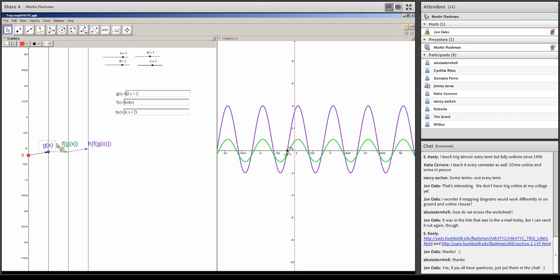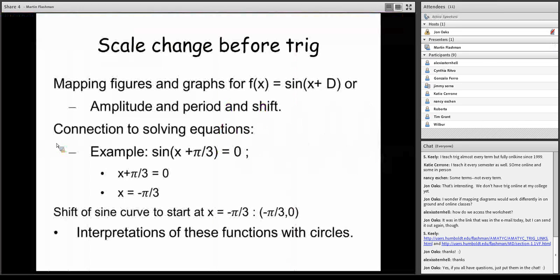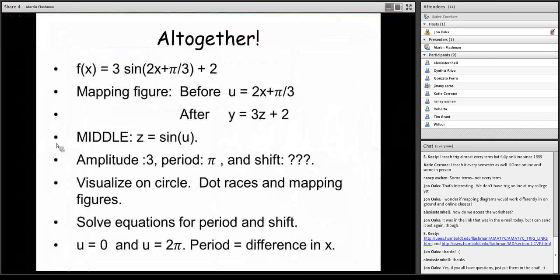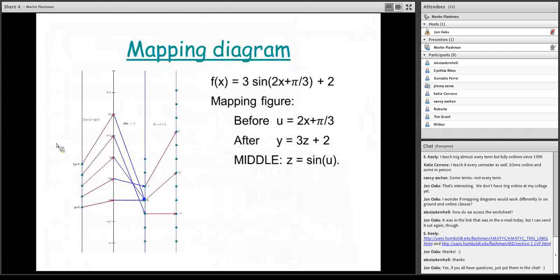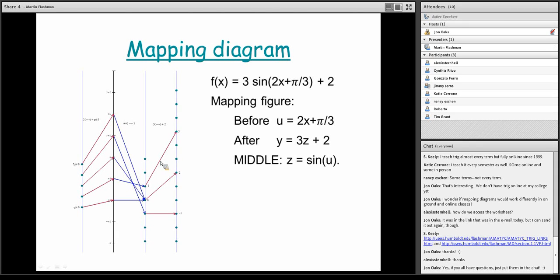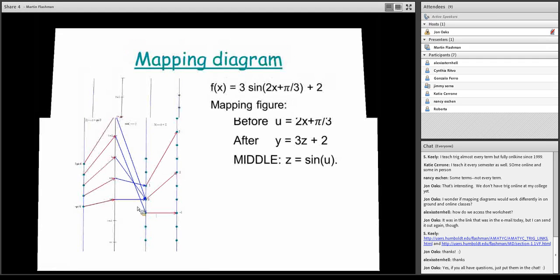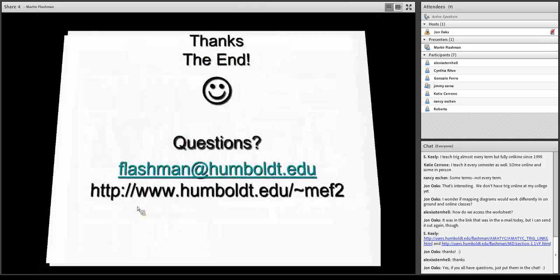I'm sorry we don't have more time, but I think that does explain that example that we started with. You're doing 2x plus pi over 3 here, you're doing the sine wave here, and you're finishing off with the linear function 3z plus 2 at the end. Okay, that's the graph. That's the end.